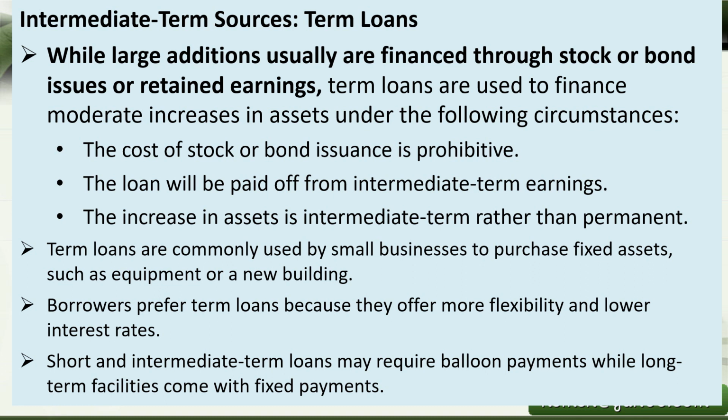Borrowers prefer term loans because they offer more flexibility and lower interest rates. If they are capable of repaying, it can be paid back immediately, unlike long-term financing. The interest rate is also relatively cheaper, and medium-term financing risk is cheaper too. Short and intermediate-term loans may require balloon payments, while long-term facilities come with fixed payments. In a balloon payment, interest is paid regularly, but the entire principal is paid at the end, upon maturity.